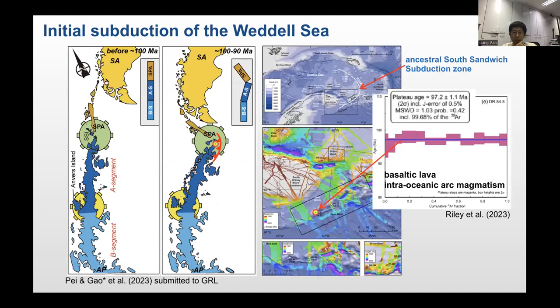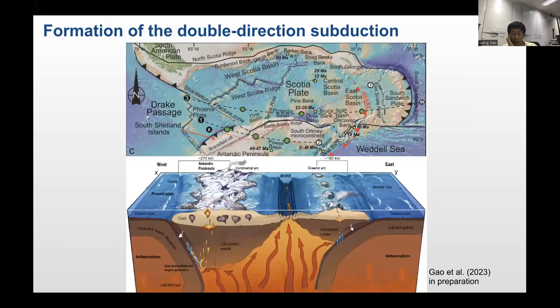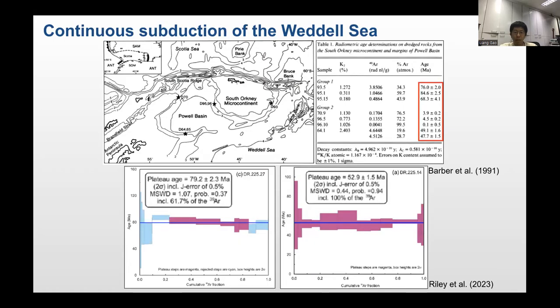The clockwise rotation of the AP can explain the initiation of the subduction of the South American plate or the Weddell Sea from the east to the south of the Antarctic Peninsula. And the clockwise rotation also induced the formation of the double-direction subduction at the Antarctic Peninsula. The subduction continued into the Cenozoic, as revealed by the volcanic rocks dredged from the Drake Passage and also the Weddell Sea.